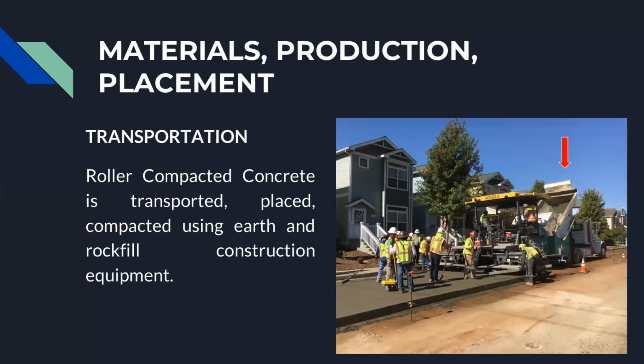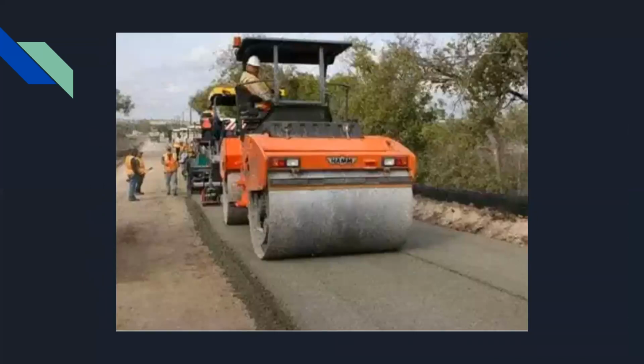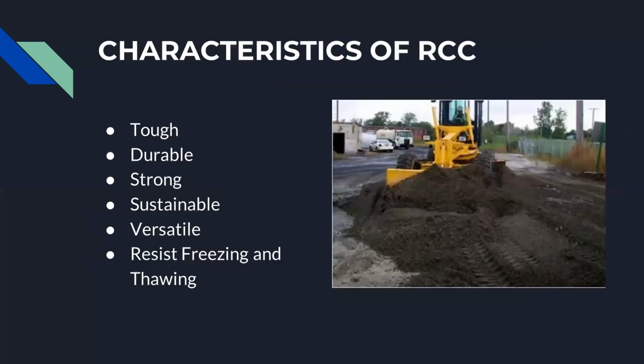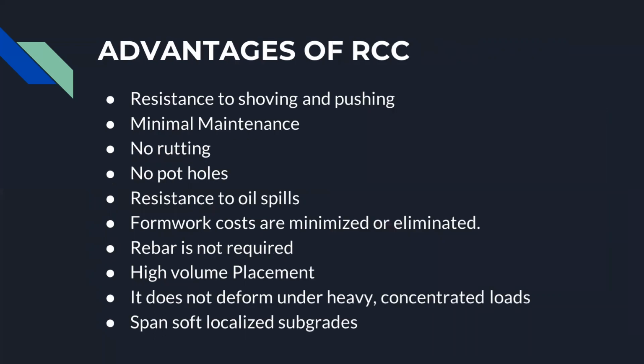For the transportation, roller compacted concrete is transported, placed, and compacted using earth and rockfill construction equipment. So what do we have with the RCC? What are its characteristics? Number one, tough. Second, durable, strong, sustainable, versatile, and resistant to freezing and thawing.